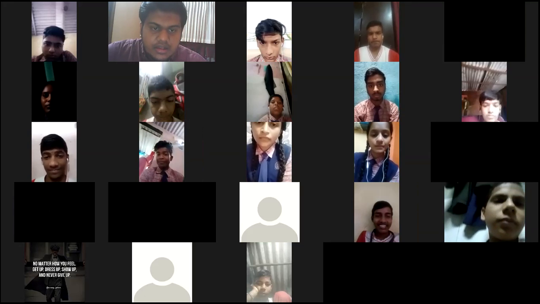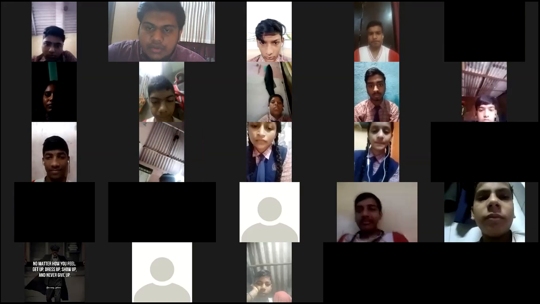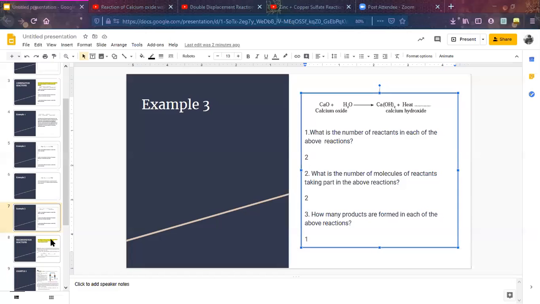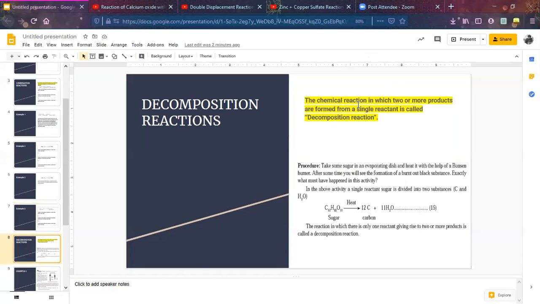Okay, I'm going to share my screen. So that is what you mean by decomposition, and that is the reaction also. A chemical reaction in which two or more products are formed from a single reactant. In the last example, two or more reactants gave one product. Now, from one reactant, two or more products are coming.